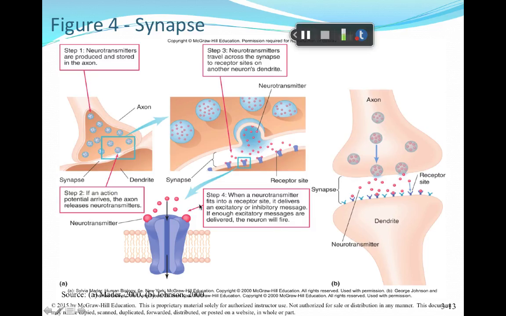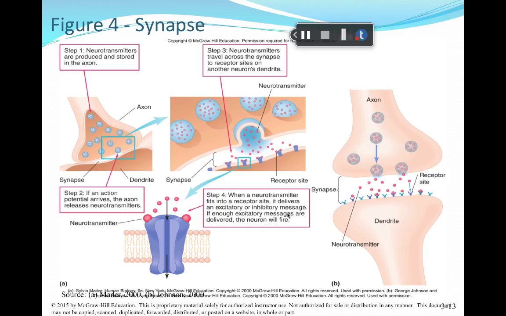So this is a figure of what the synapse is. Basically, let's take a look at this. This is the cartoon of each step. In step 1, the neurotransmitters are produced and stored in this axon right there. At step 2, if the action potential arrives, it will release what we call neurotransmitters, which are chemicals in the brain. And these neurotransmitters, as you can see right here, will travel across the synapse and onto these receptor sites.